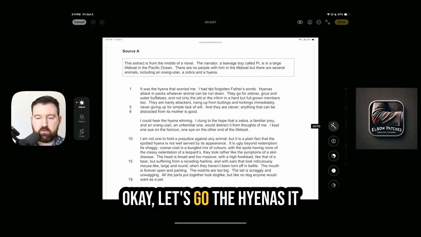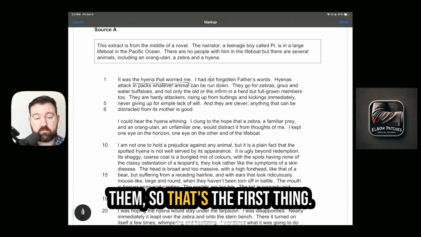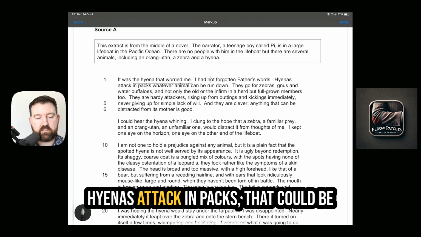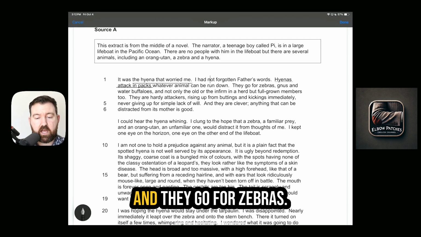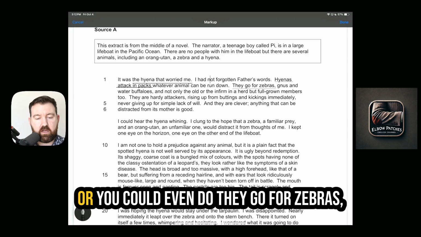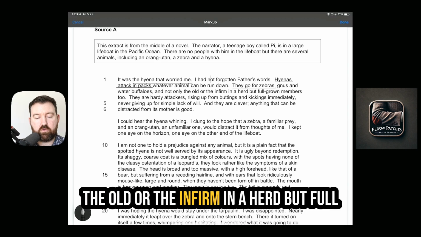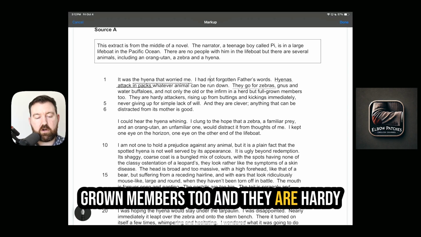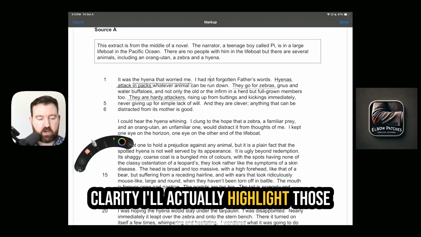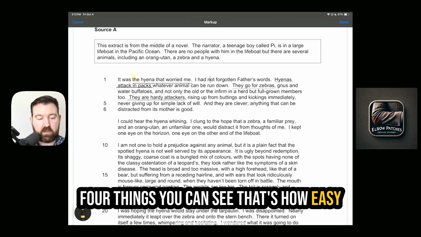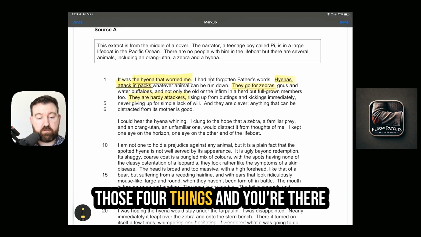Okay, let's go. The hyenas, it was the hyenas that worried them. So that's the first thing. Hyenas attack in packs. That could be a second thing. And they go for zebras, or you could even do they go for zebras, gnus, and water buffaloes. And not only the old or the infirm in a herd, but full-grown members too. And they are hardy attackers. So right there, maybe just for clarity, I'll actually highlight those 4 things. You can see that's how easy question 1 is. You literally just copy those 4 things and you're there.